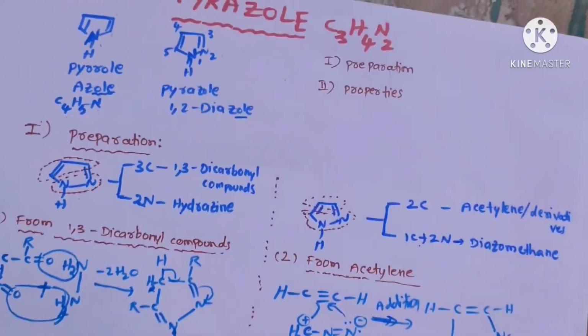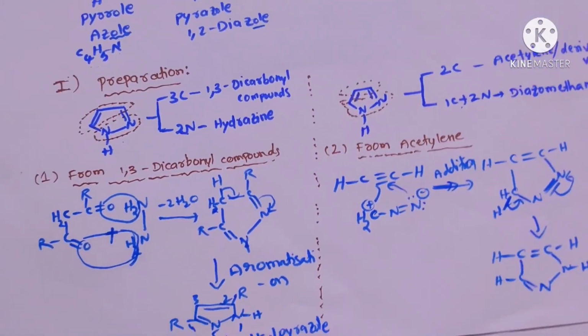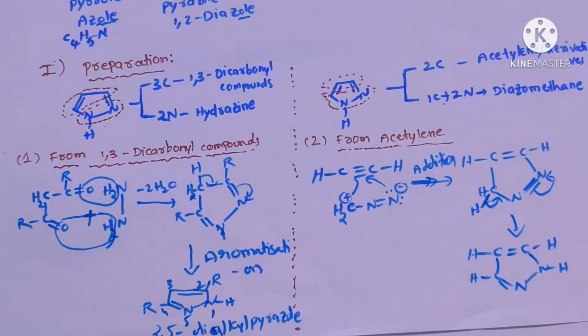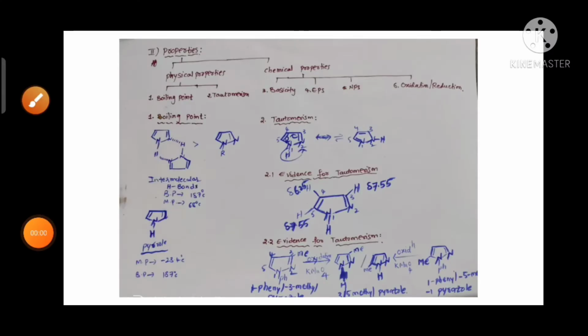Now we go for the properties of the pyrazole. We can classify the properties of the pyrazole in two ways. First one is the physical properties, and the second one is the chemical properties. Under the physical properties, two main points that are to be studied are boiling point and tautomerism.